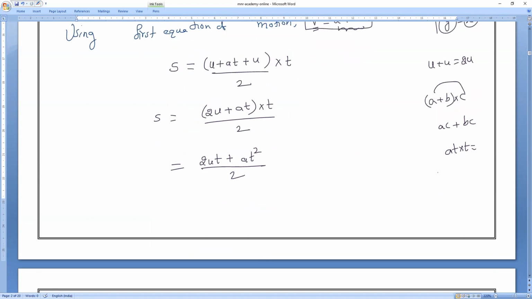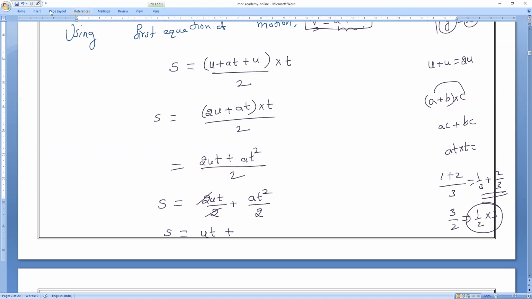Kishore? Now see the mathematics. 1 plus 2 by, suppose, 3: can I write it as 1 by 3 plus 2 by 3? Is it right or wrong? Yes, sir. Same way, 2UT by 2 plus AT square by 2. Now here, the 2 will cancel. S is equals to UT plus this one. Can I write 3 by 2 as 1 by 2 into 3? Is it right or wrong? Yes, sir. So this 1 by 2 I will bring to the front: half AT square. That is the second equation of motion.